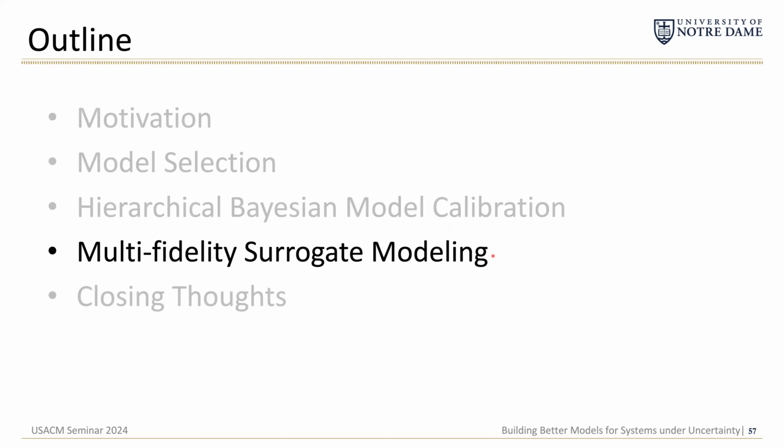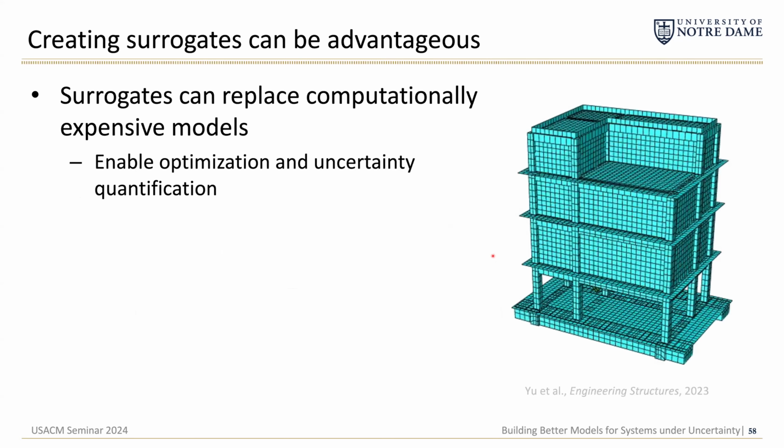So lastly, I want to talk about multi-fidelity surrogate modeling, again, under uncertainty, because it can often be advantageous to create surrogates where we have a computationally expensive model. Say, for instance, a large finite element model of a four-story base isolated structure. That might be very expensive to have to do a lot of simulation for, especially if you're trying to do some further design optimization or larger uncertainty quantification.